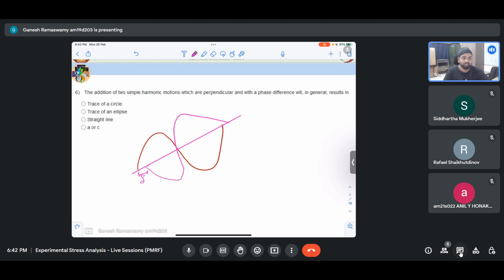In case the phase lag is multiples of pi, then essentially we will have a line in some direction. So that is how it goes. This figure I could have drawn a little better. It's fine.